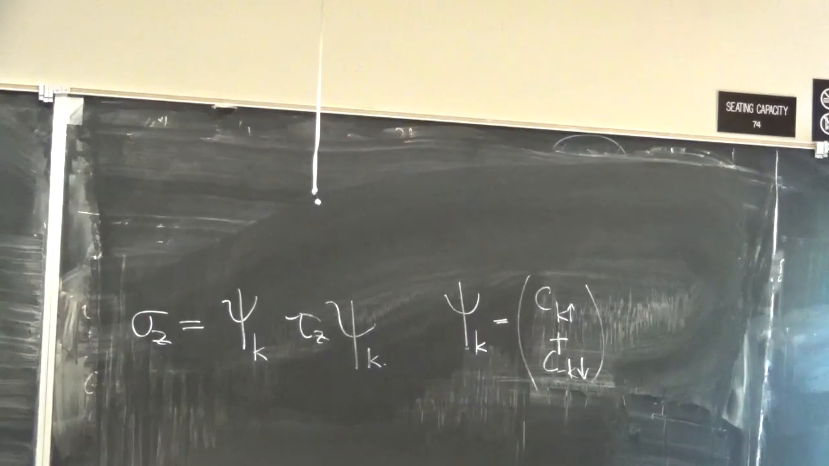Yes, the Z component represents the difference between U squared and V squared. And then the other one, the X component, for example tau X, will give you U times V, or U star. I'm going to go into that.